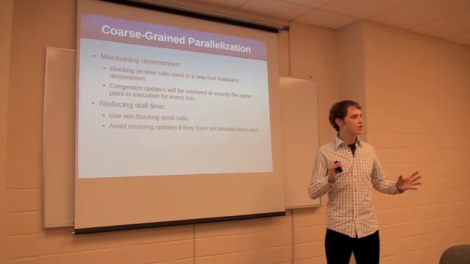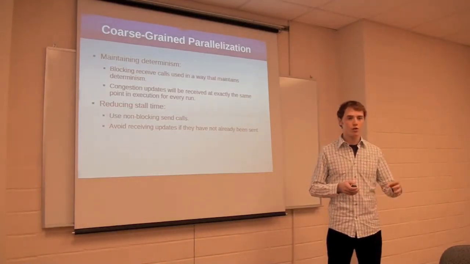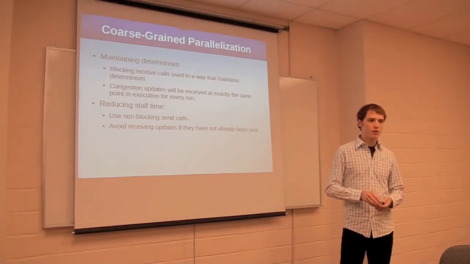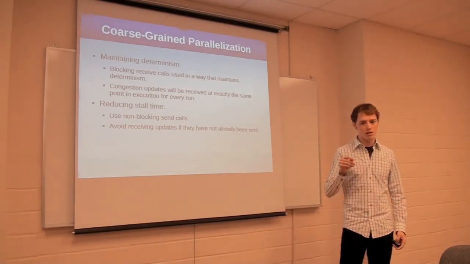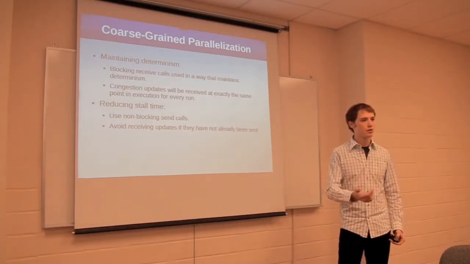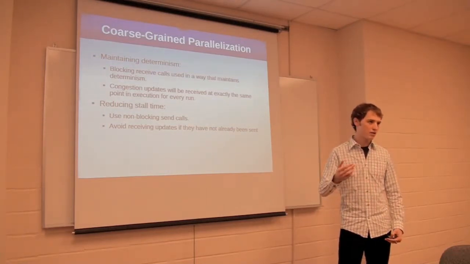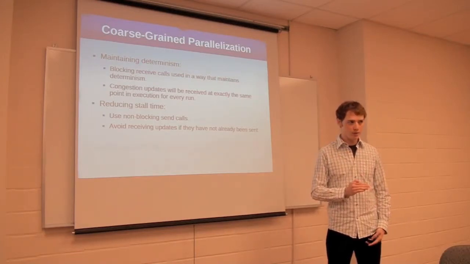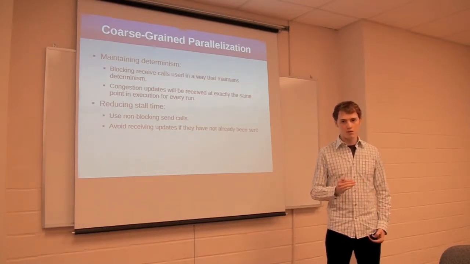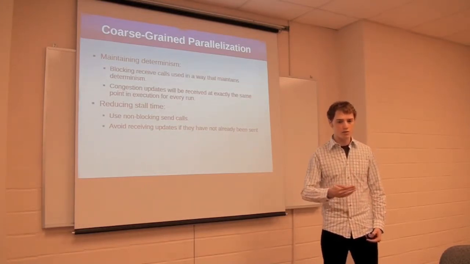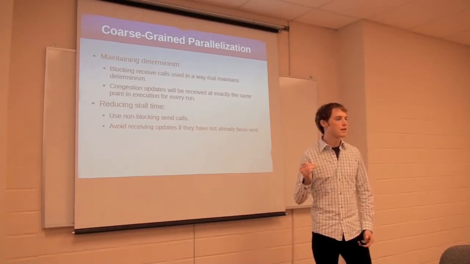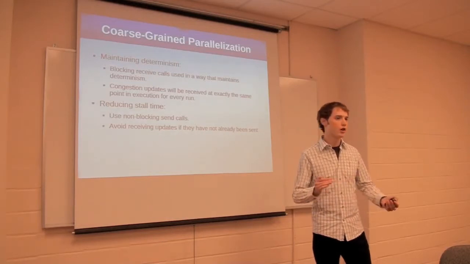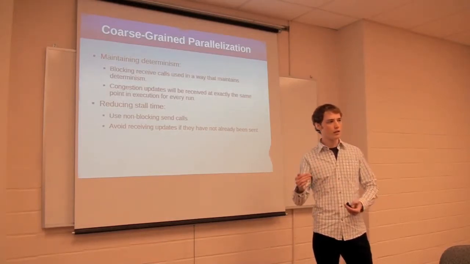So there's two main challenges with just a coarse parallel approach. The first is to maintain determinism. The way we maintain determinism is to ensure that the updates that we get from the other processors, the congestion updates, happen at the exact same point in the algorithm for every iteration. And the way we do that is we use blocking receives. So whenever we say that we want to receive an update, if that update hasn't been sent yet because the time that it was sent is slightly different from when we run, we'll stall. So we're trading off stall time for determinism.